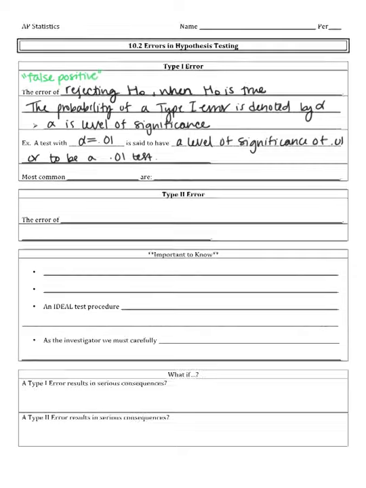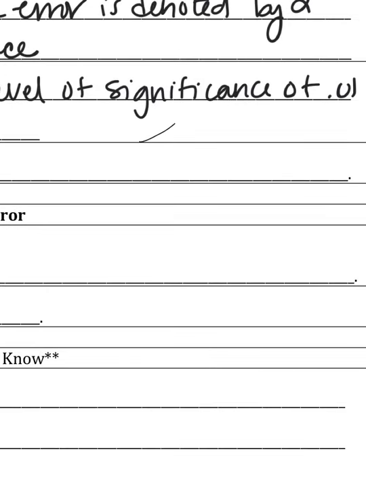So for example, if we had a test with an alpha level of 0.01, it's said to have a level of significance of 0.01, or you can also see the language that's called a 0.01 test.